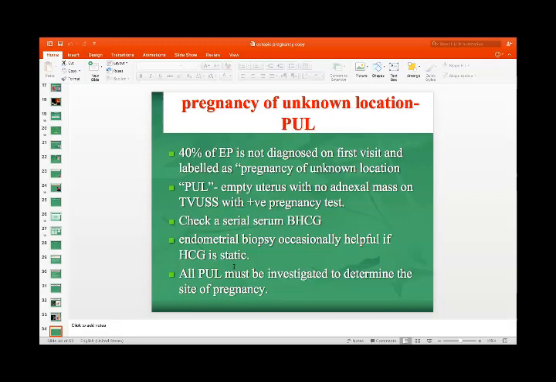So what do we have to do? We have to do serial beta HCG estimations. We will repeat beta HCG every 48 hours and look at the rising trend. If it is doubling or more than a 66% rise, then it is a normal pregnancy. If it is not, then it is either an ectopic pregnancy or a failing intrauterine pregnancy. Endometrial biopsy is occasionally helpful if HCG is static. So all pregnancies of unknown location must be investigated to determine the site of pregnancy.